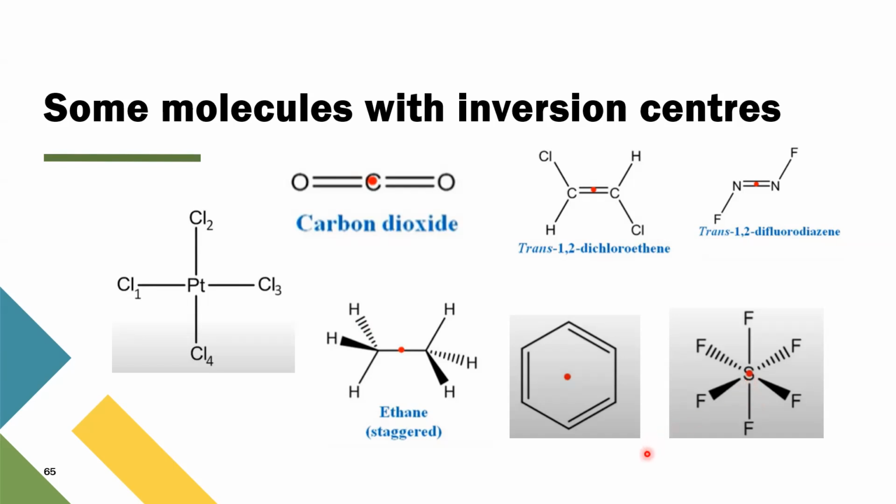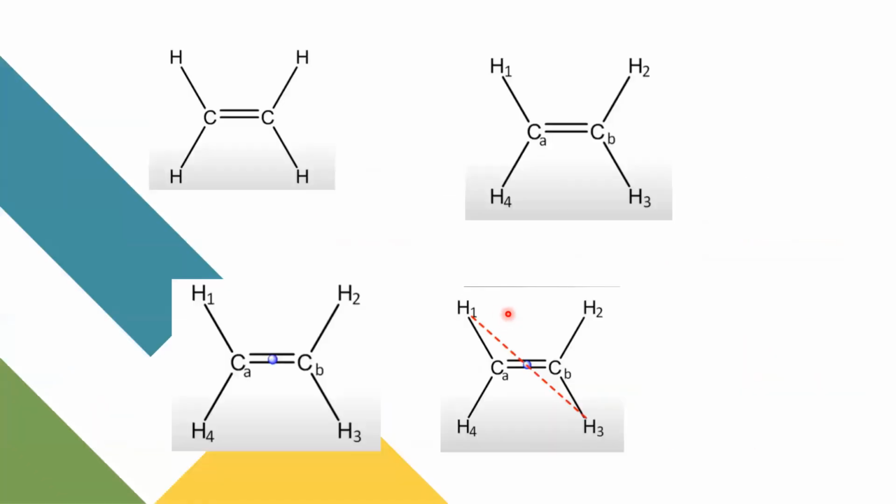Suppose now there's a trans 1,2-dichloroethene, right? So if there's cis 1,2-dichloroethene, cis means you get this chlorine atom here. It won't have an inversion center, because this side you have chlorine and this side you have hydrogen, right? So no inversion center. Again SF6, each side you have similar atoms. So you get midpoint, the inversion center. So all these molecules are having inversion center, right?